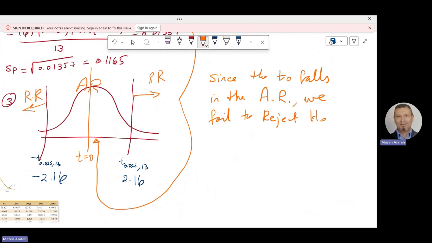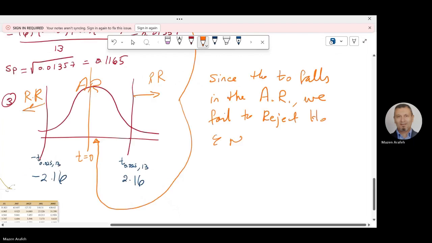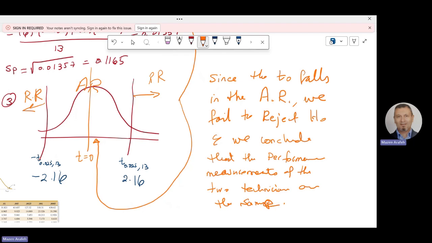Therefore, mu1 is equal to mu2, and we conclude that the performance, or the measurements, of the two technicians are the same.